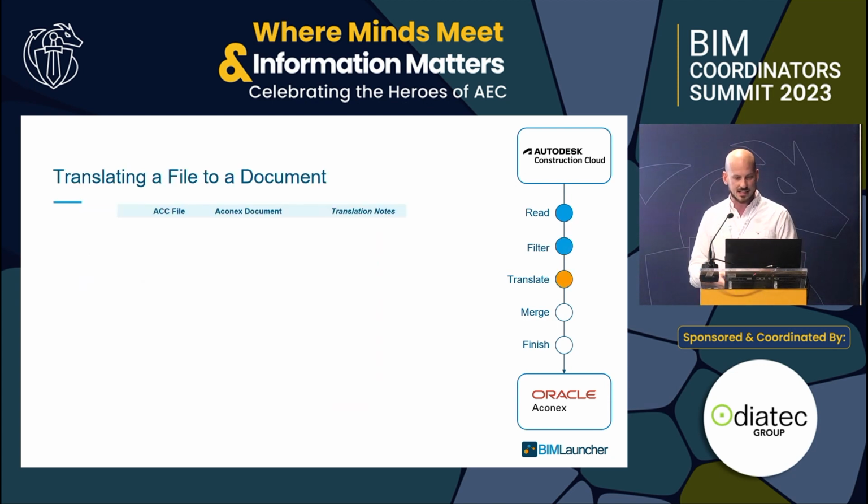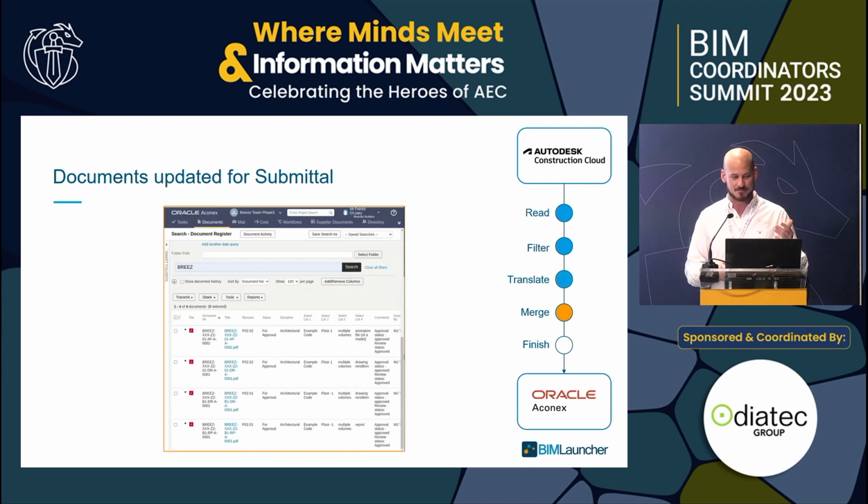The next thing that we do is translate the concept of an Autodesk Construction Cloud file into an Aconex document. There are two different concepts across the systems. What we're doing there is translating all the metadata on the ACC file to the Aconex document. For some reason, that translation table has not appeared on this slide, and I don't know why.